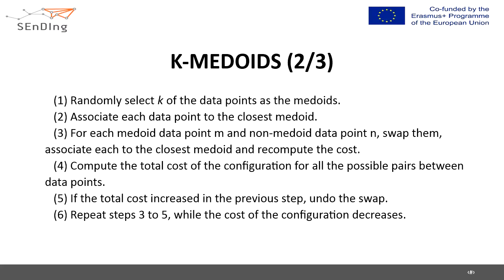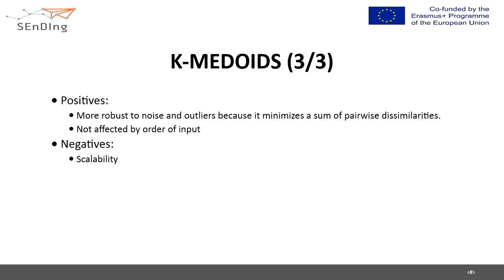Step 5. If the total cost increased in the previous step, undo the swap. Step 6. Repeat steps 3 to 5, while the cost of the configuration decreases. Positives: it is more robust to noise and outliers because it minimizes a sum of pairwise dissimilarities. It is not affected by order of input.